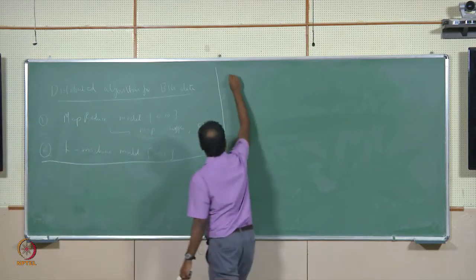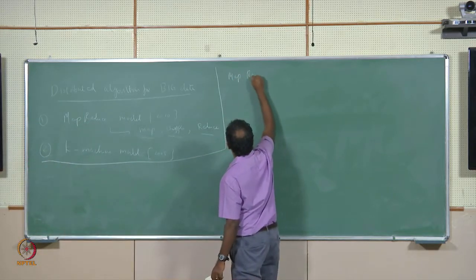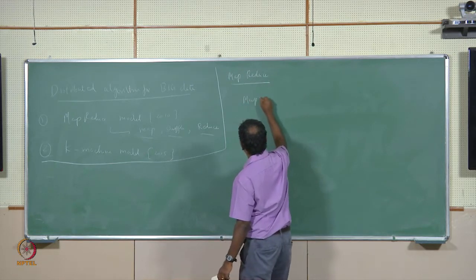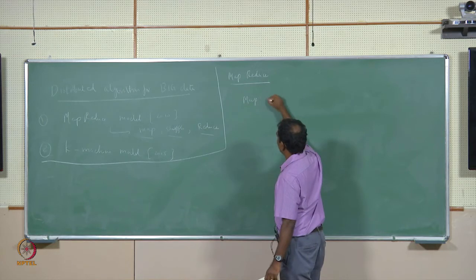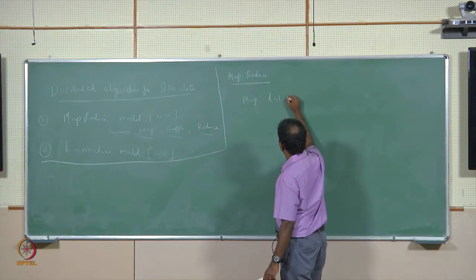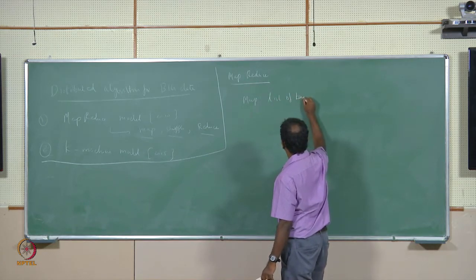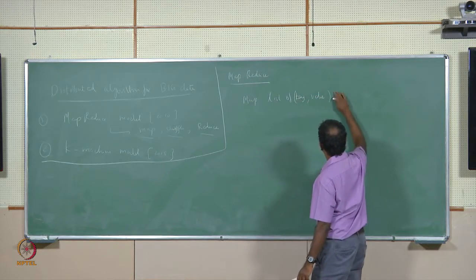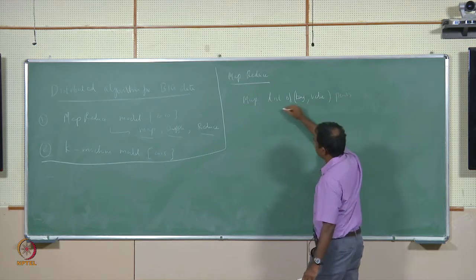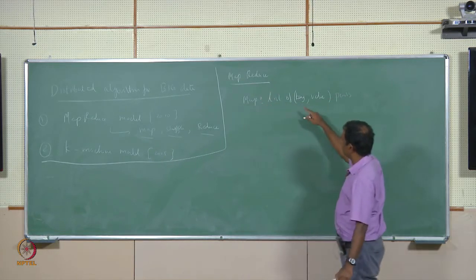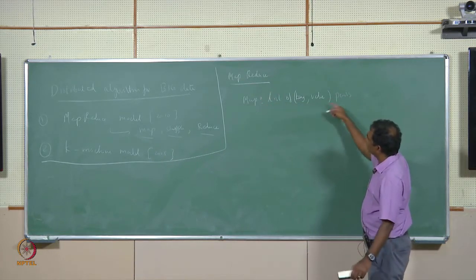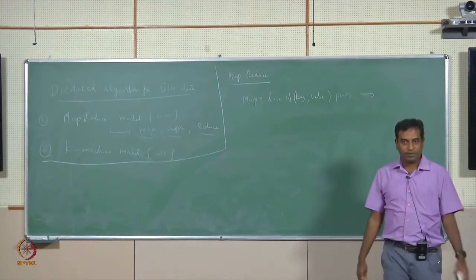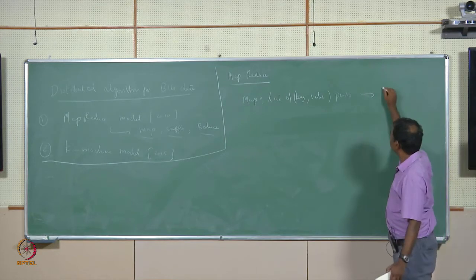So, I am going to talk about MapReduce. Map basically takes a list of key-value pairs as input. You can think of it as a function, or rather a mapping, that takes a list of key-value pairs and outputs another list of key-value pairs.